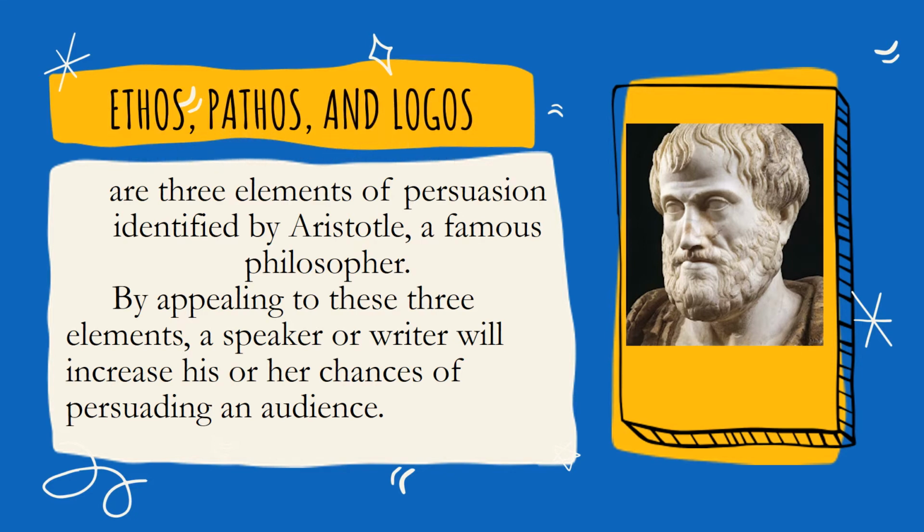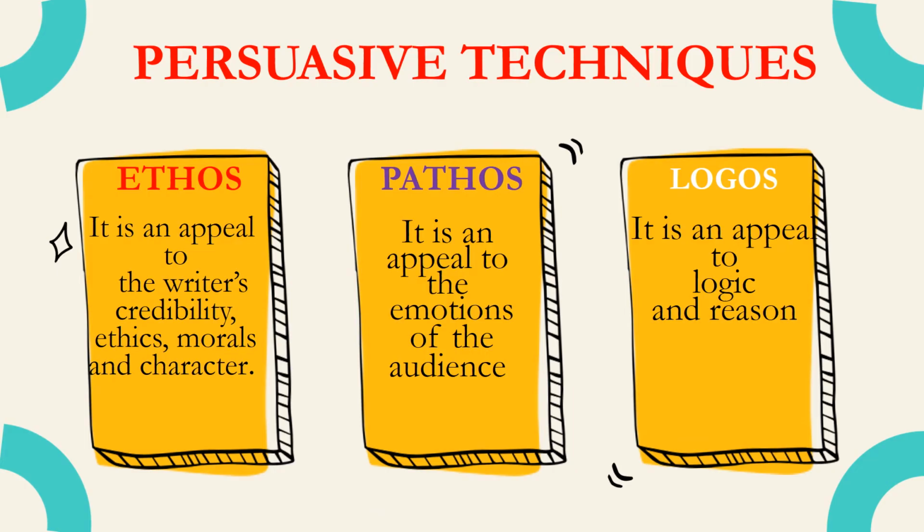Ethos, pathos, and logos are three elements of persuasion identified by Aristotle, a famous philosopher. By appealing to these three elements, a speaker or writer will increase his or her chances of persuading an audience. These are the persuasive techniques. You have the ethos, the pathos, and the logos.